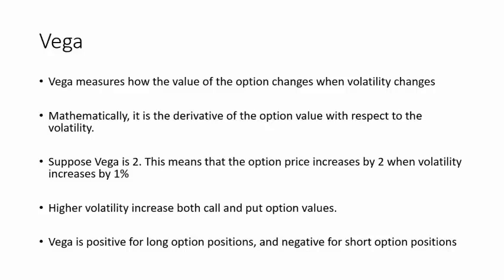So, for example, let's say you have a stock which has a current volatility of 20%, and based on that volatility you get some option price. Now suppose that volatility were to go up from 25 to 26%. What's going to happen to the price of the option? Mathematically speaking, this is the derivative of the option value with respect to the volatility. So it's saying how does the option value change when volatility changes.